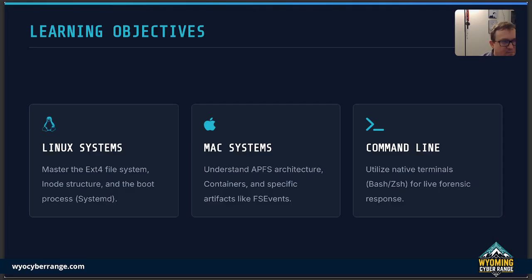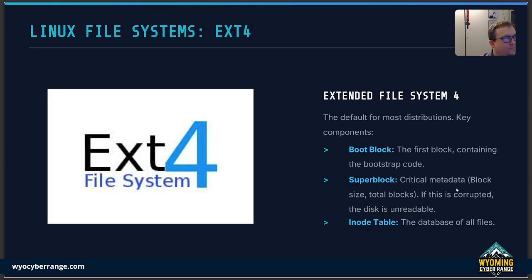Secondly, we're going to be looking at the Mac systems. We're going to break down Apple file systems, the concept of containers, and specifically those high-value artifacts like the FSEvents or the unified logs. And then finally, for both systems, we're going to emphasize a little bit on those command line skills of yours. Unlike Windows, which is heavily GUI-driven forensics tools, we have to understand that the Unix system often requires a live forensics triage using bash or even ZSH commands.